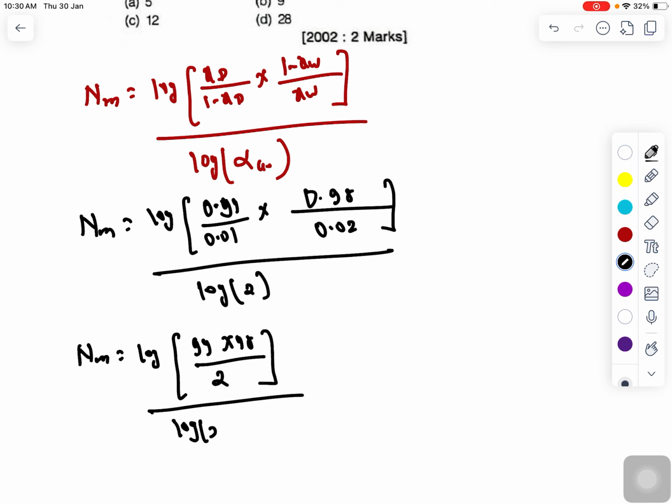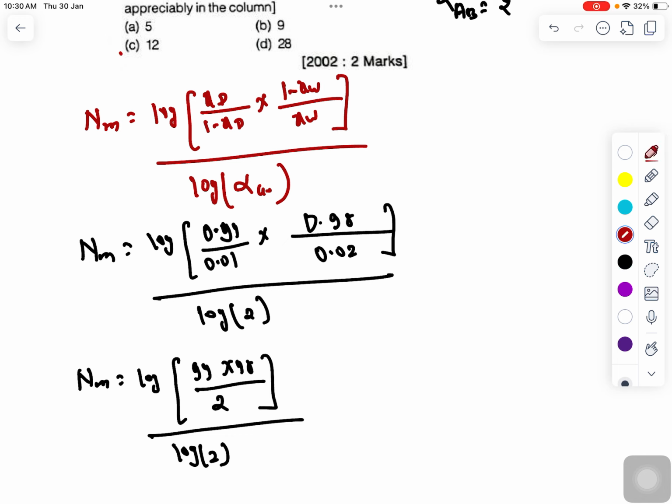Once you calculate these things, I'll have to calculate these things then: 99 multiplied with 98 divided by 2, having log, and divided by log 2. So this is coming approximately 12. So your option C will be your correct answer. Is that clear?